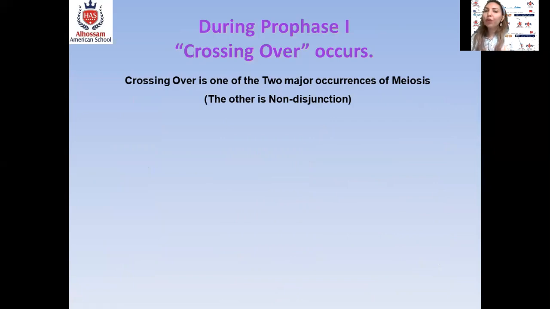Crossing over makes variety, or genetic variation, between people. Why do we not look similar to our parents? Because of this crossing over. Crossing over is one of the 2 major occurrences of meiosis. The other is non-disjunction. So we just have to know crossing over occurs between tetrads to make variation.